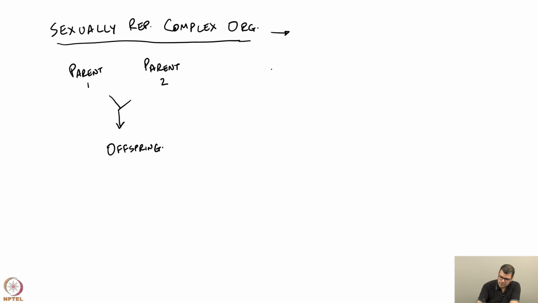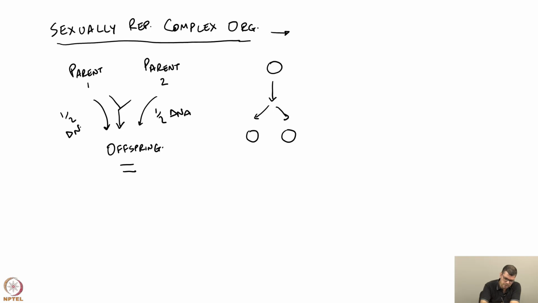This is qualitatively different from there being one parent which divides into two offspring. Now, the DNA of this organism is coming, half the DNA, 50% DNA is coming from one parent, 50% DNA is coming from the other parent. This is qualitatively different from what we have been looking at so far.